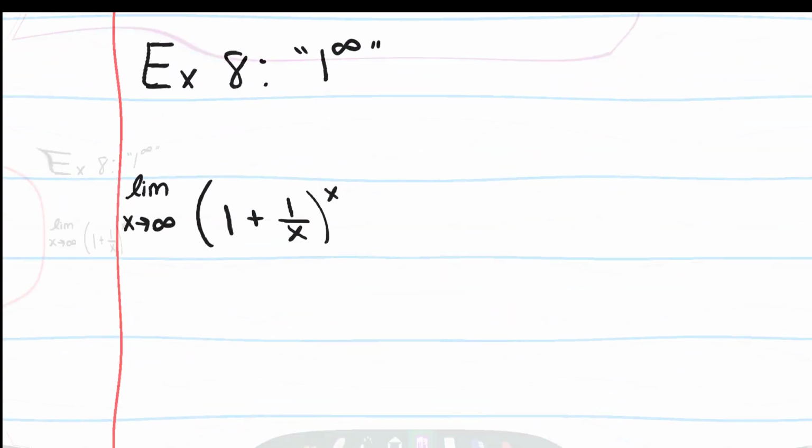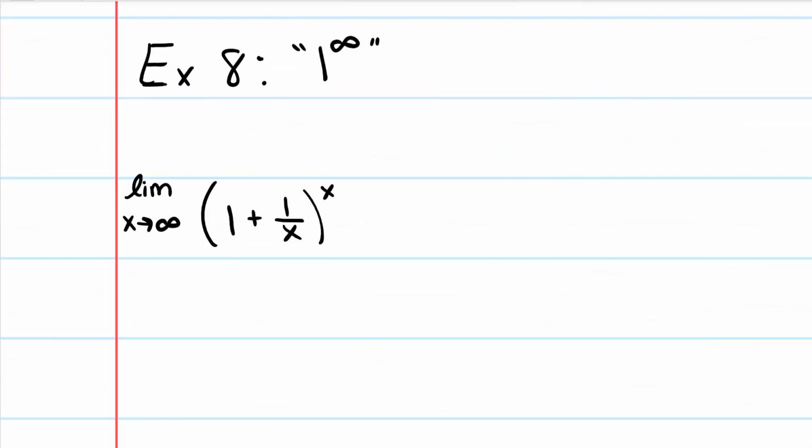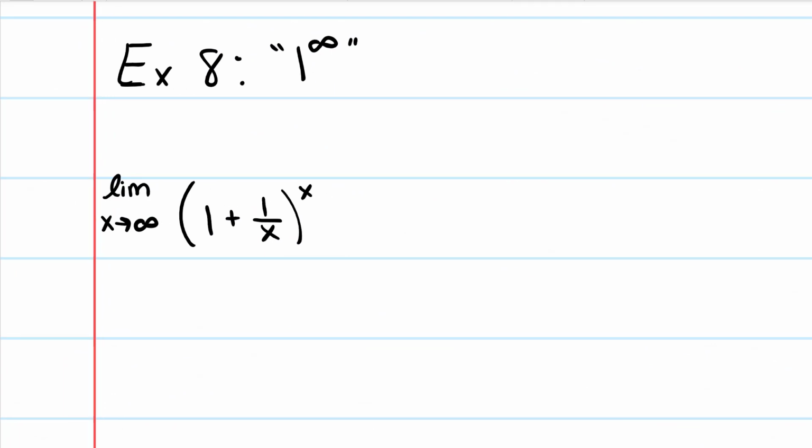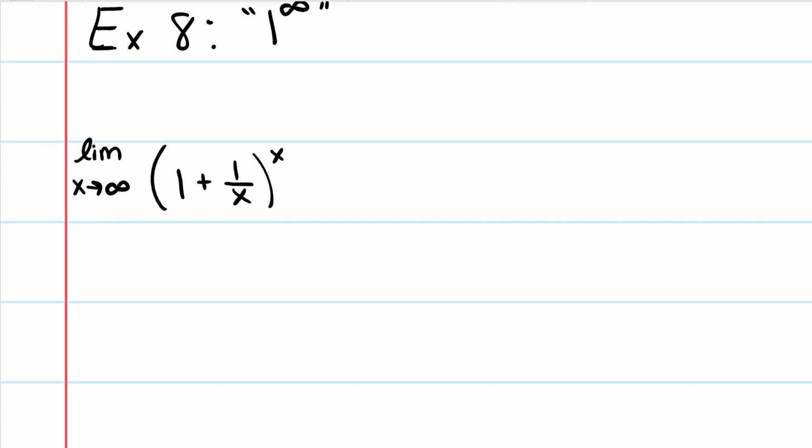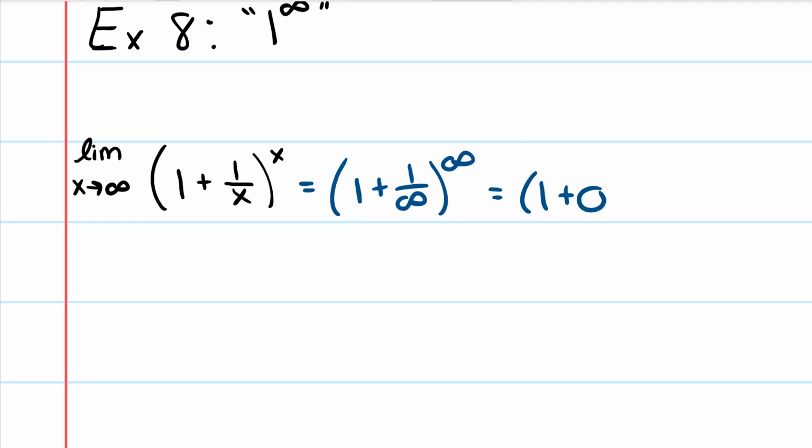In example 8, we're going to look at an example where we get something along the lines of 1 to the infinity. So the limit as x approaches infinity of 1 plus 1 over x to the x power. If we use a direct substitution, we're going to get 1 plus 1 over infinity to the infinite power. This is going to give me 1 plus 0 to the infinite power, which is 1 to the infinite power. This doesn't really tell me anything about the function or the limit that it gets towards.